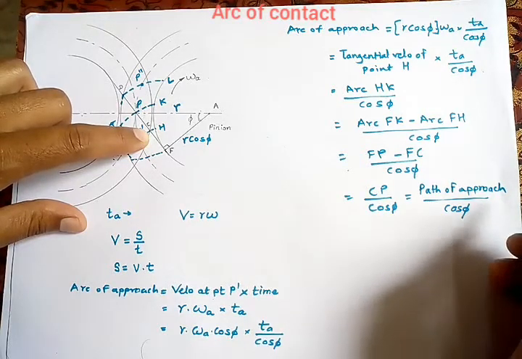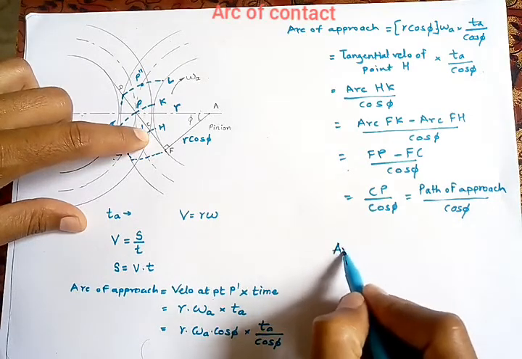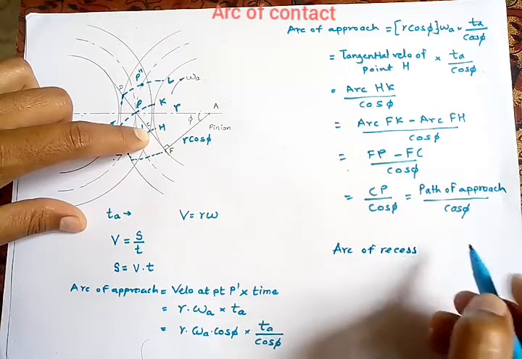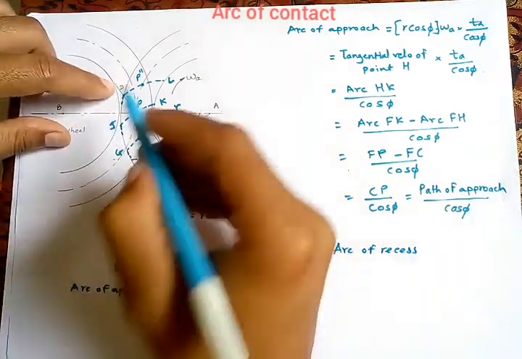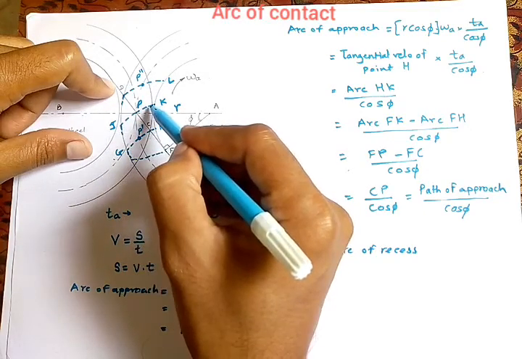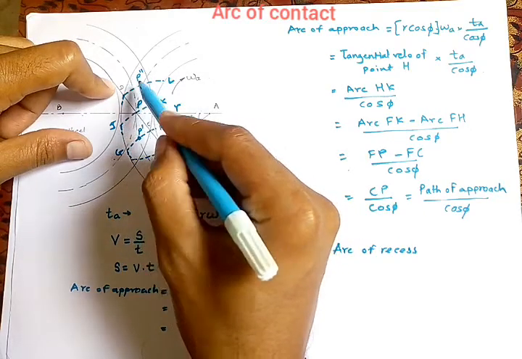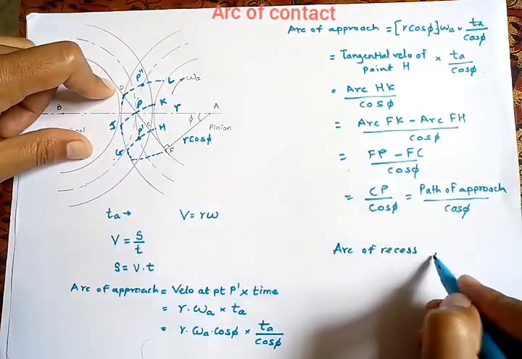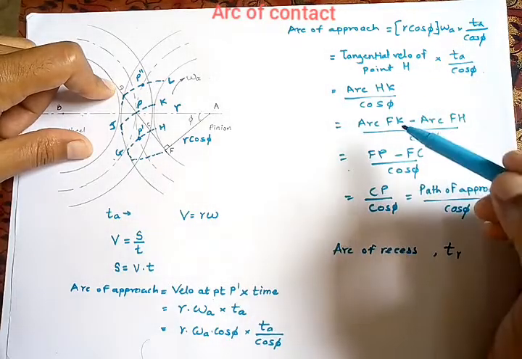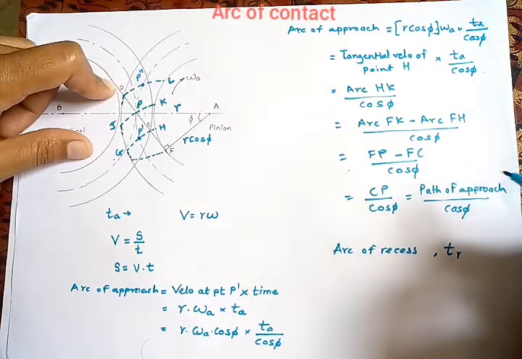Similarly, we need to find out the arc of recess. So for that, consider the time required to move the profile from JK, or from point P to P double dash, as T suffix R, and follow the same steps that I have followed and tell me the answer.